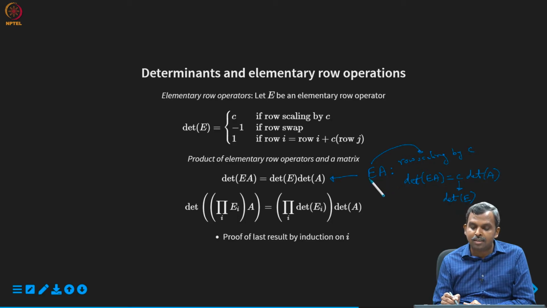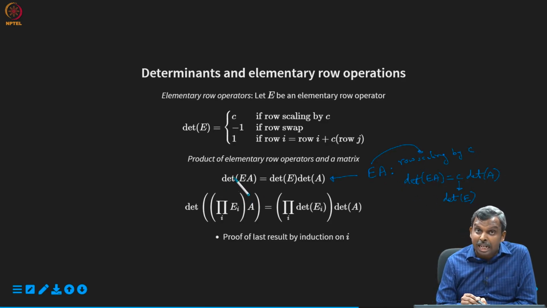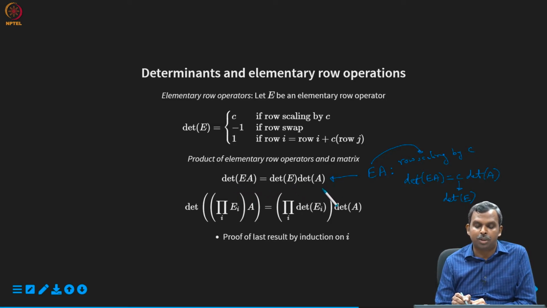Now what if E is just row combination, row I equals row I plus C times row J? Again you see the determinant of E is 1 and the determinant of EA becomes equal to the determinant of A. So just by looking at it case by case, you can conclude in general that when E is an elementary row operator, the determinant of EA equals the determinant of E times the determinant of A.